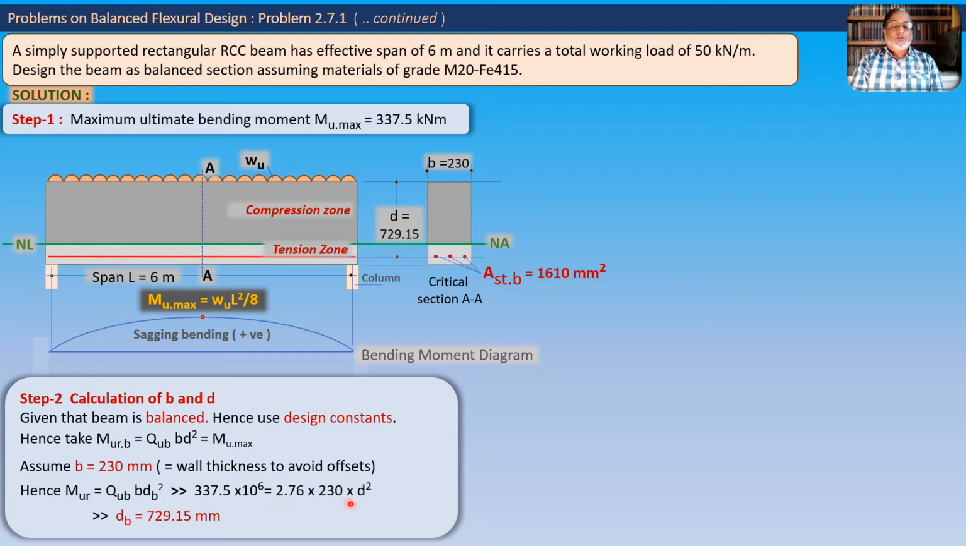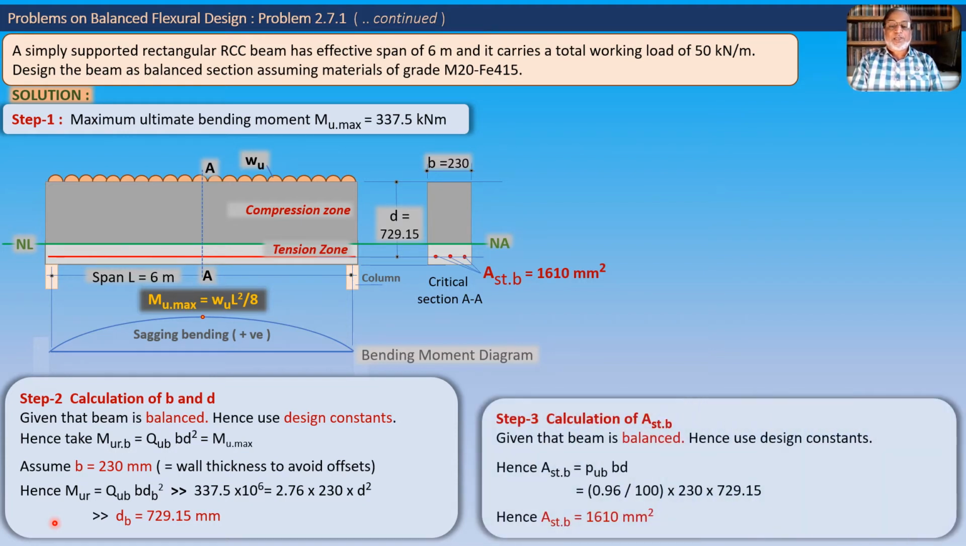So this is 230 into d square, and now here we come across the solution of this first part of the problem, that we get this value of d, and this is the value we get as the depth of the beam, the balanced depth of the beam. So this is the first part of the problem, that we calculate b and d, both of them, and we get this value. Now we proceed for the next step, step 3.